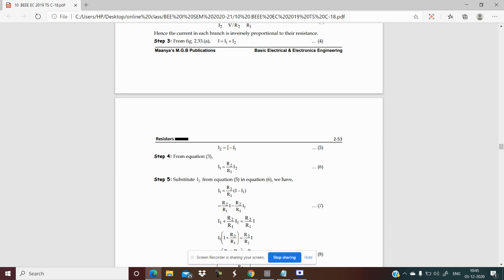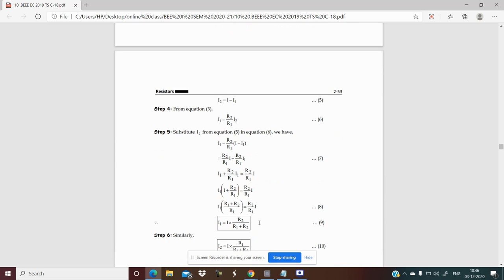So here I2 I can replace with I minus I1. So I1 is equal to R2 divided by R1 into I minus I1, which gives R2 by R1 into I minus R2 by R1 into I1. This part I am sending to the left hand side, because we need to calculate I1. So I1 plus R2 by R1 into I1 is equal to R2 by R1 into I.